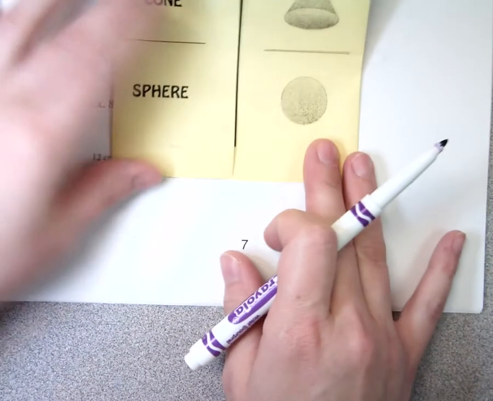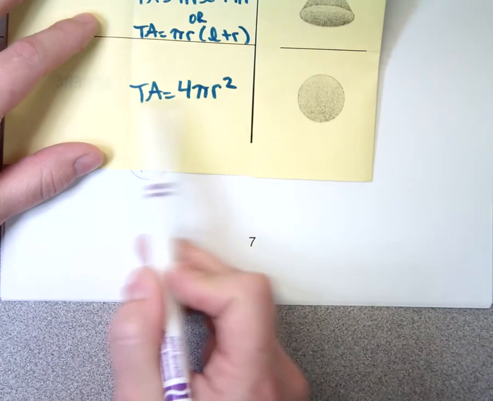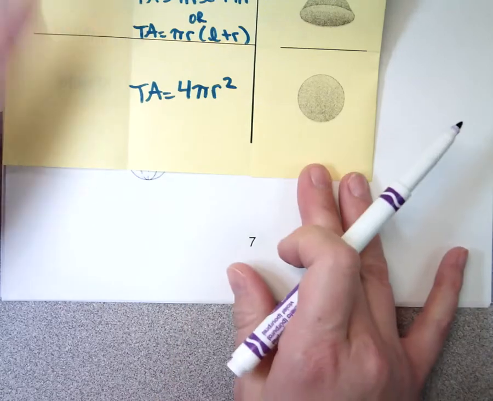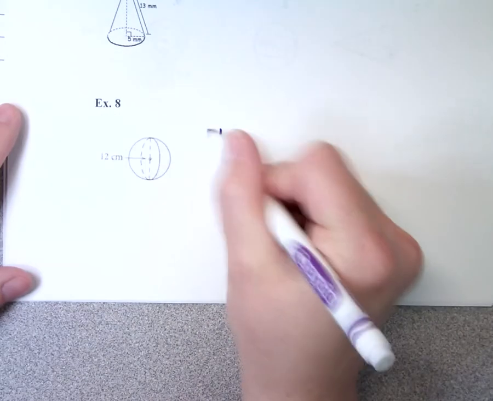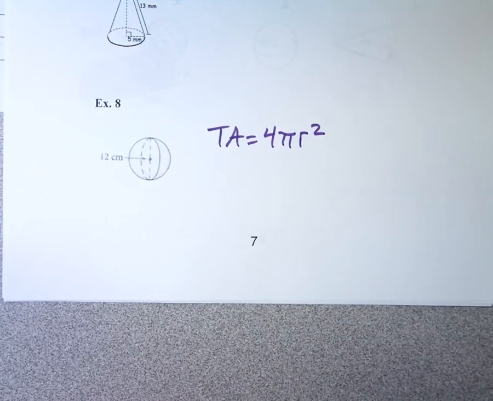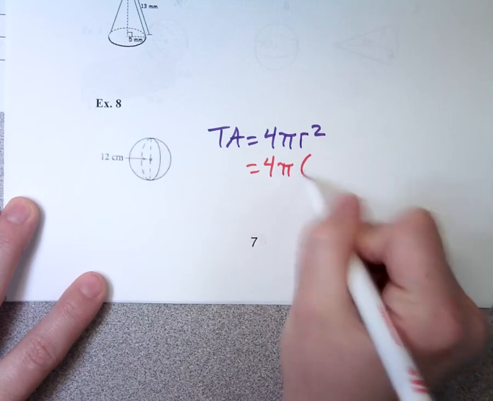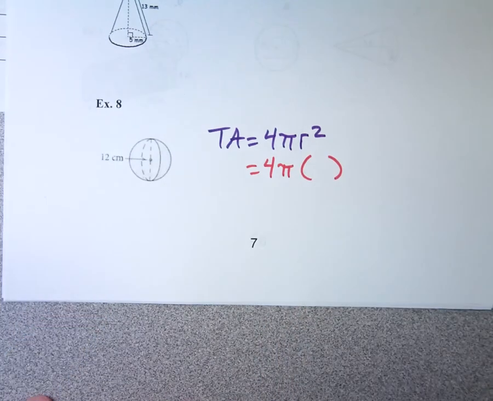Okay, let's go to 8. What's 8? A sphere. 8 is a sphere. So I'm going to go to the sphere in my foldable, and the total surface area formula is 4 pi r squared. Okay, and let's plug in what we know. So I'm going to recopy the 4, the pi, and do we know the radius?